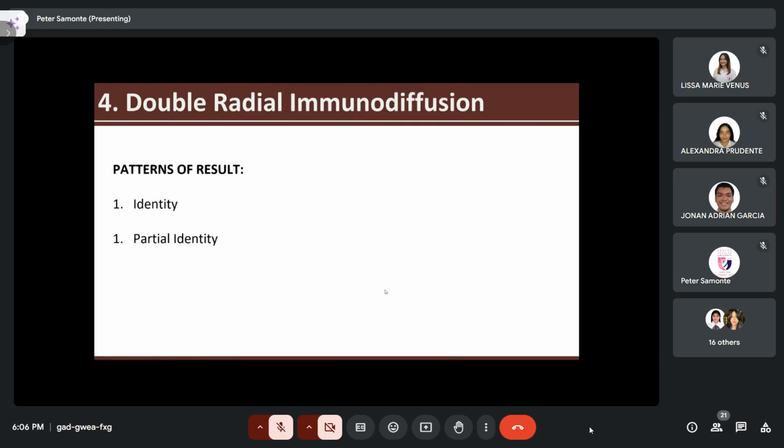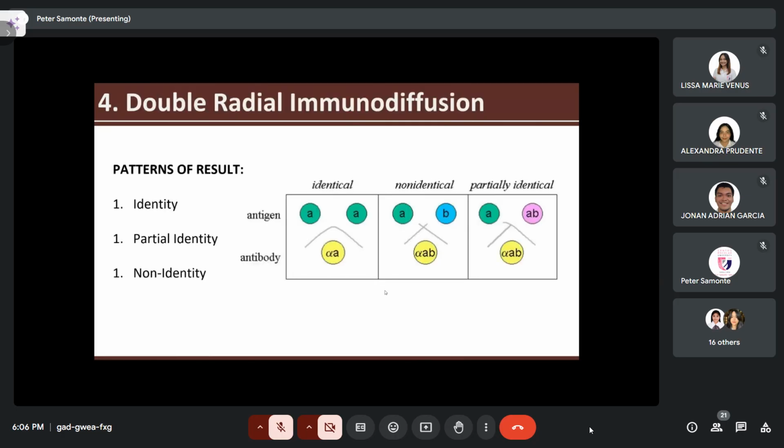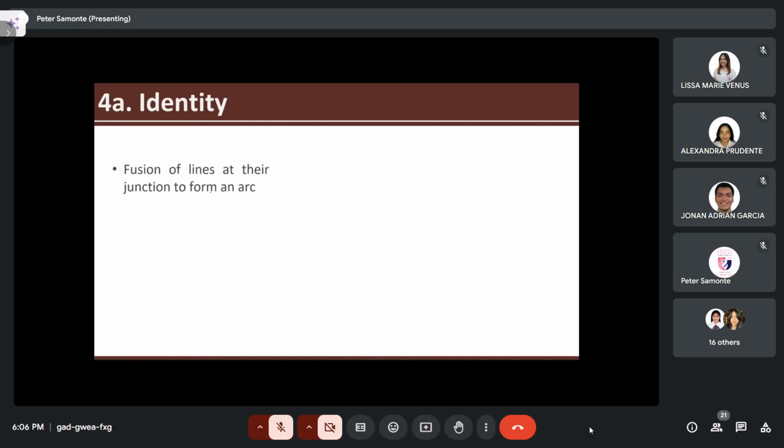Okay. So as I mentioned, class, there are three possible results that would form upon adding your antigen and antibody into the different wells. The first one would be identity, the second one would be partial identity, and the third one would be non-identity. So let's discuss them one by one. Let's start with identity, class.